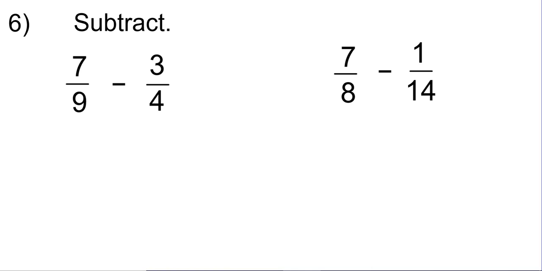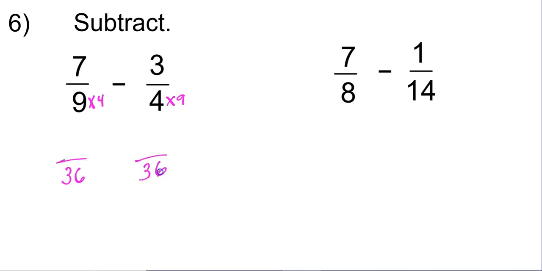Okay, question 6 is asking for subtraction with fractions, and again we're going to need common denominators. So 9 times 2 is 18, that doesn't work for 4. Times 3 is 27, that doesn't work, but times 4 does. So we're going to multiply these by each other to get a common denominator of 36.